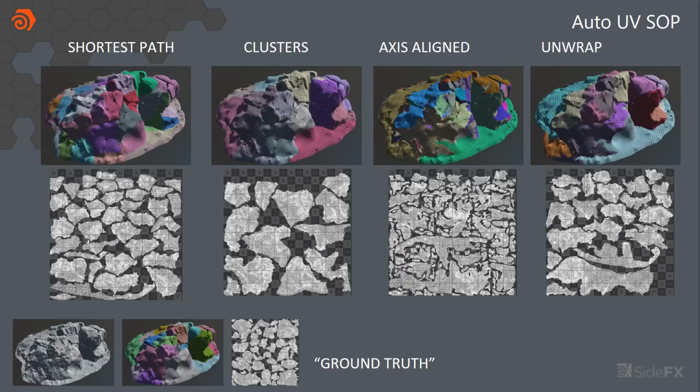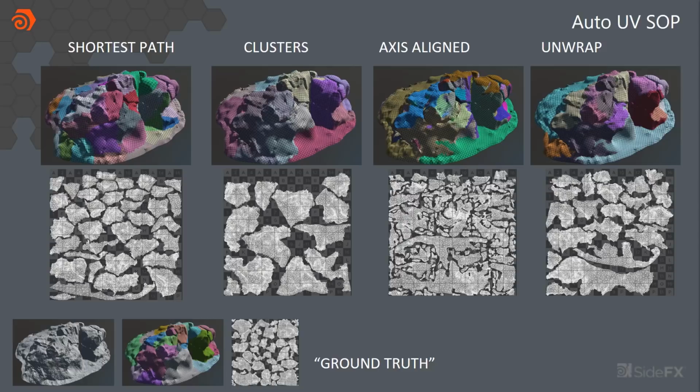The first one is shortest path. And the idea here is you're just finding interesting points in the mesh, and then we're drawing shortest paths to define your seams that way. The next one is clustering. And this basically just clusters polygons that have the same normals and are close enough together with each other. And this gives us pretty good island coherence.